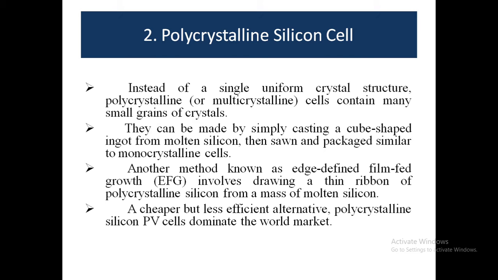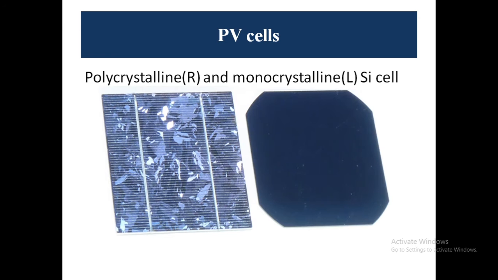Another method to make these cells is edge-defined thin film growth, which involves drawing a thin ribbon of polycrystalline silicon from a mass of molten silicon. It is cheaper but less efficient, and it has also somewhat dominated the market. This is how a polycrystalline cell on the right and a monocrystalline cell on the left look.